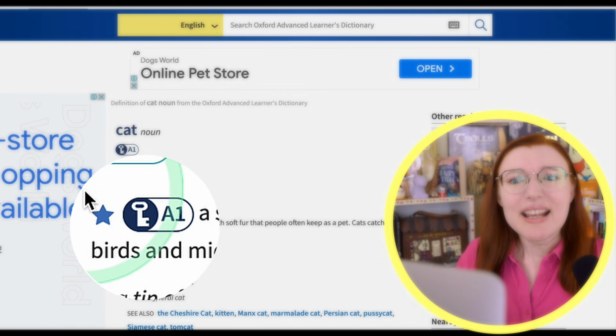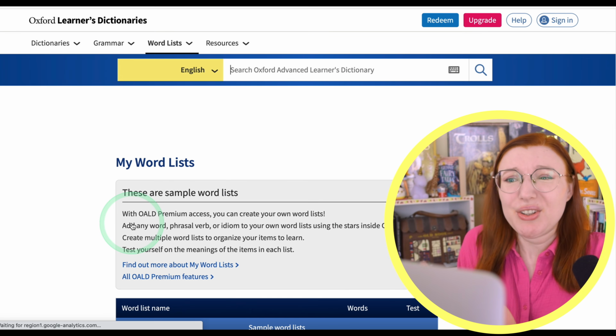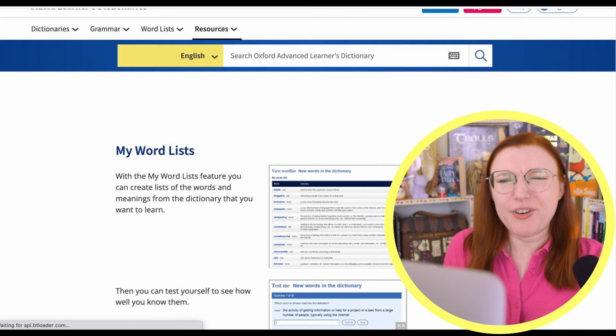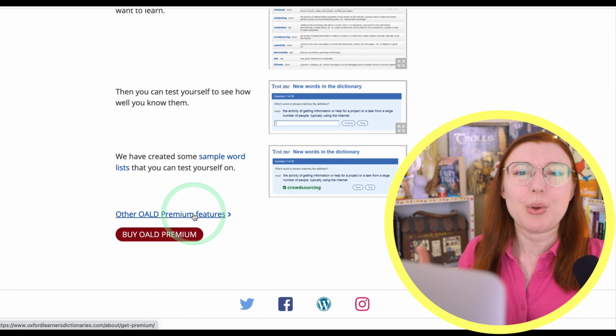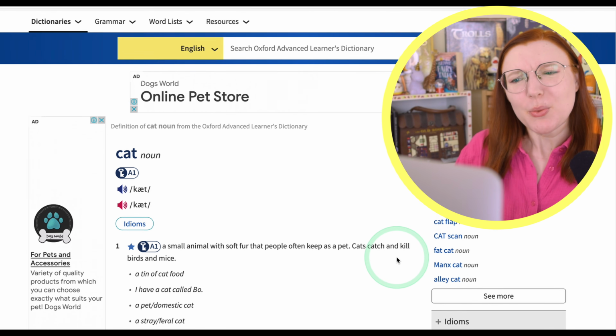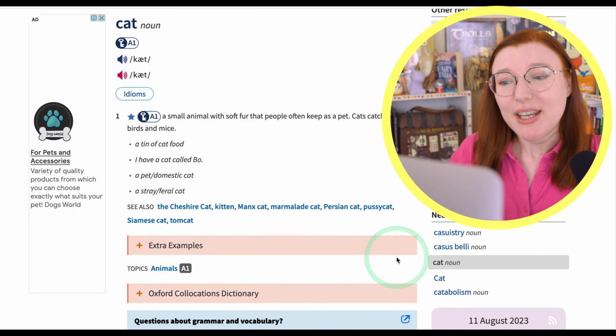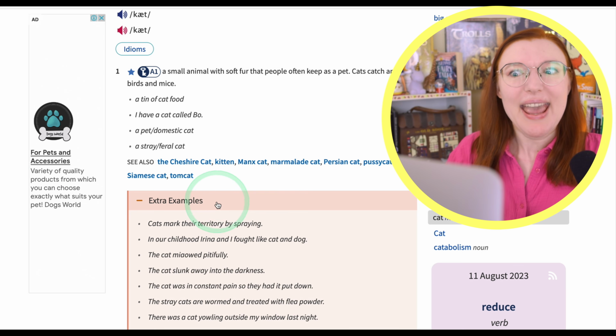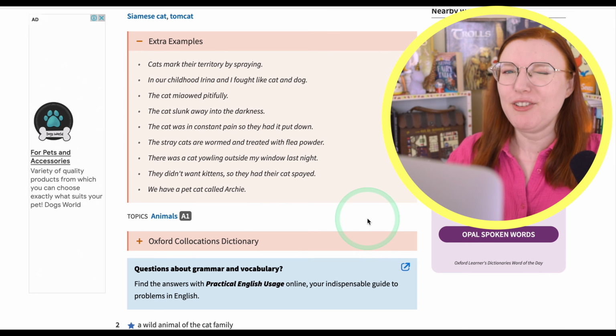The star is something you can't use if you're not paying for the subscription. As far as I understand, it allows you to add words into your own word lists. Sounds interesting, but I'm not paying for it now. A lot of words have a few different meanings, and you get example sentences for each of them and extra example sentences if you wish.